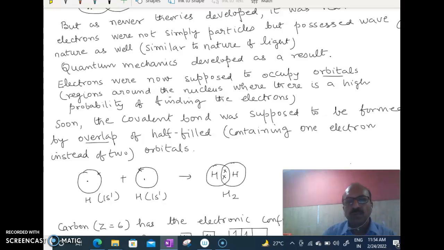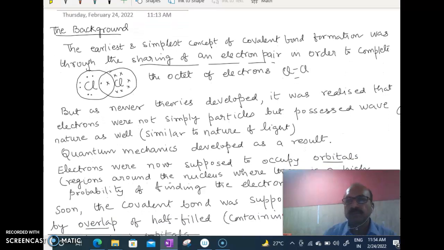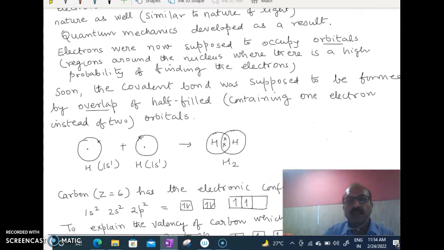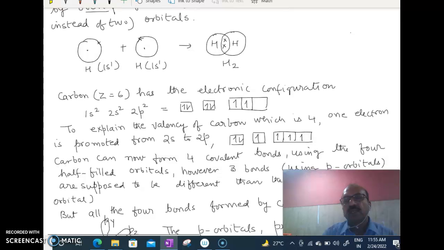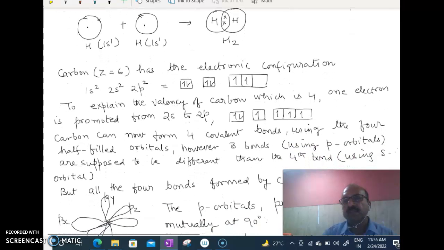Now let's go to why we need the concept of hybridization. Now if we consider carbon to introduce the concept of hybridization, we find that carbon has the following electronic configuration: 1s2, 2s2 and 2p2, which can be represented in this way. But since there are only two half-filled orbitals, the valency of carbon is only supposed to be 2, but in fact it is 4, as is seen in so many of the organic compounds.